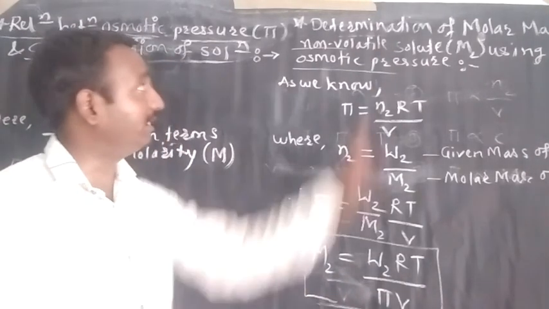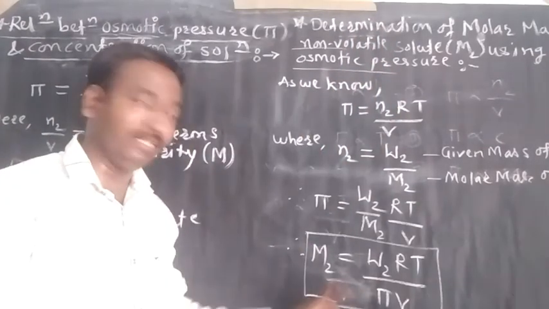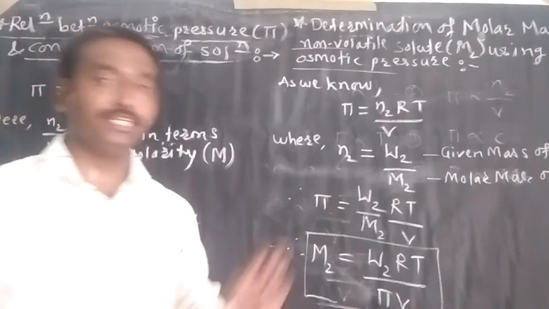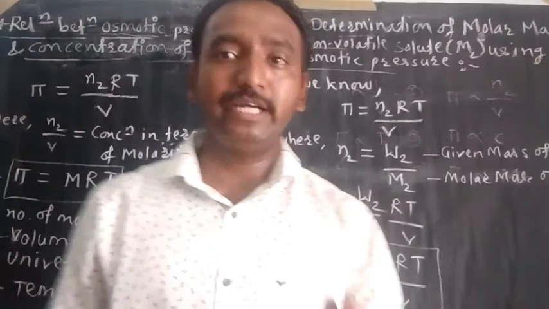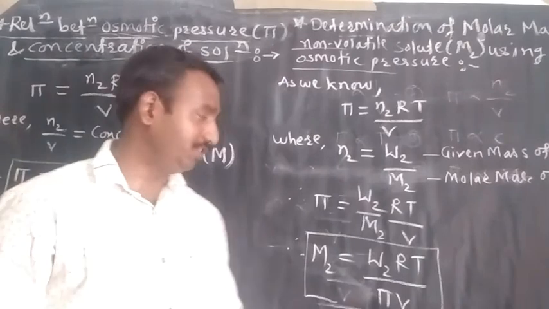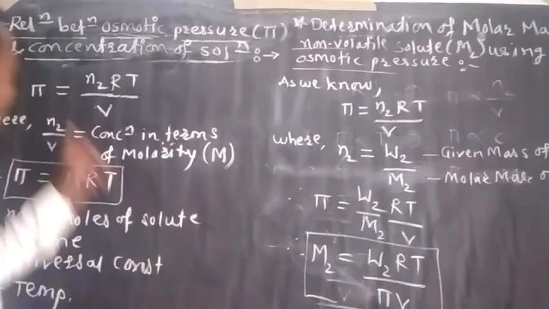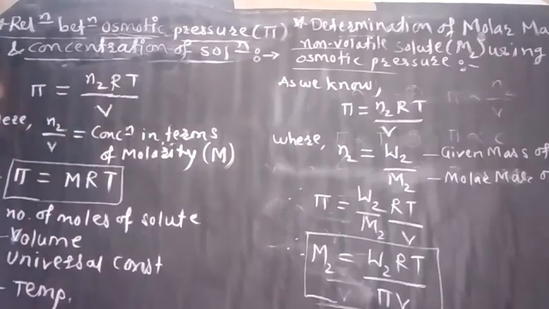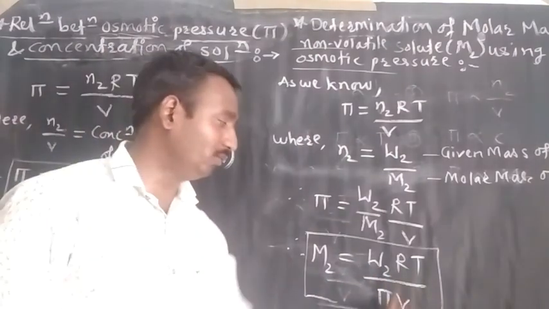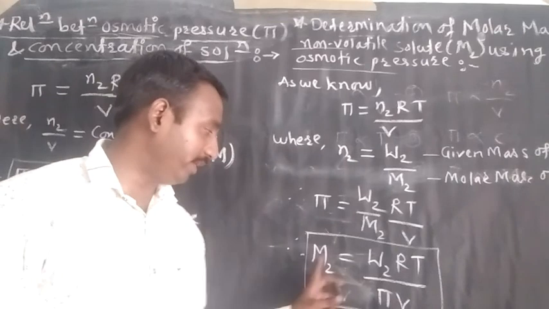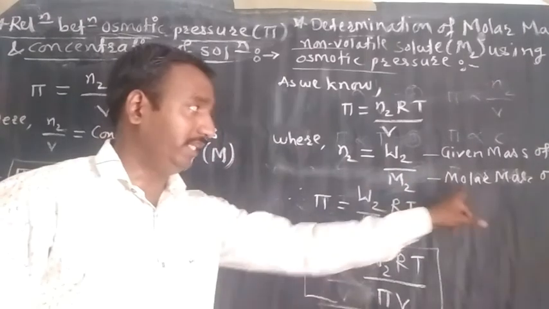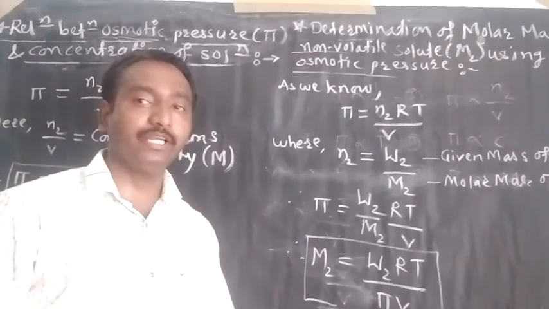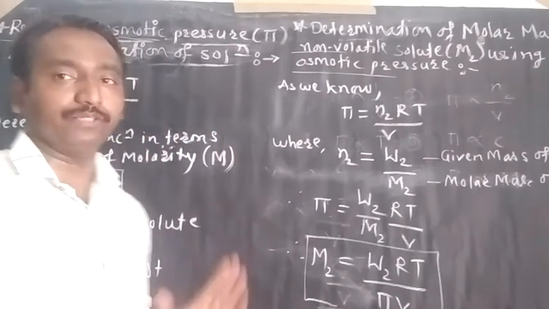From this equation we can easily determine the molar mass, and that is also the relationship between molar mass and osmotic pressure. This equation is also very important regarding your board, NEET and CET, JEE studies. So keep both the equations in your mind. First equation is pi is equal to n2RT upon V, and the second equation is M2 is equal to W2RT upon pi V, where M2 is molar mass of solute, R universal constant, T is temperature, pi is osmotic pressure, and V is the volume of the solution.